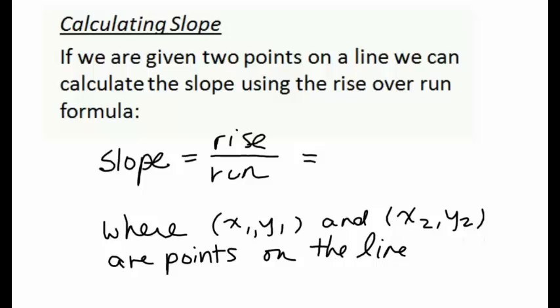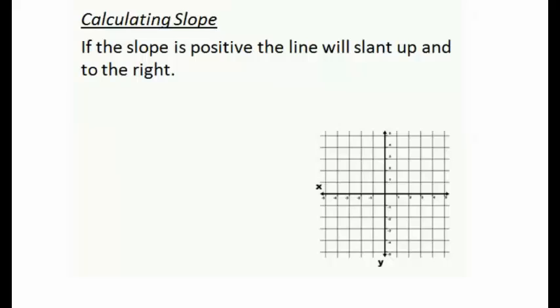And our slope is equal to the difference of the y-coordinates, we usually call this y2 minus y1, divided by the difference of the x-coordinates, and we call this x2 minus x1. If we perform a slope calculation and we get a slope that is a positive number, now this could be a positive whole number or it could be a positive fraction or decimal number, then we know that our line is going to slant upwards and to the right.